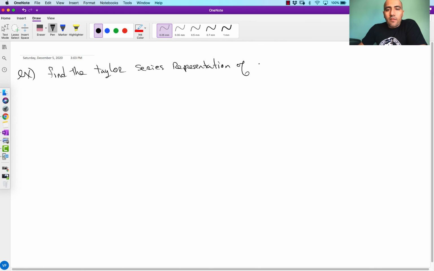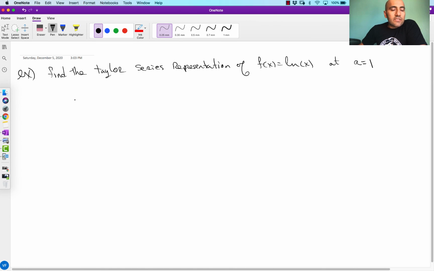Of the function f of x equal to ln of x at a equals 1. Okay, so what does this mean? We're going to need to work on our expansion, right?